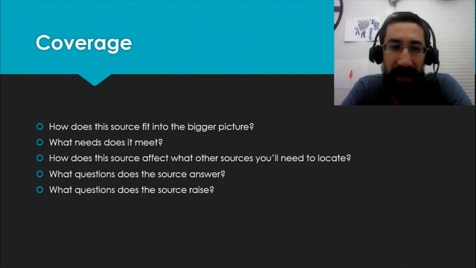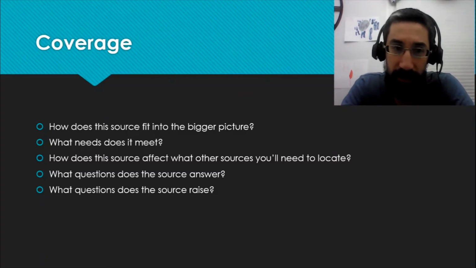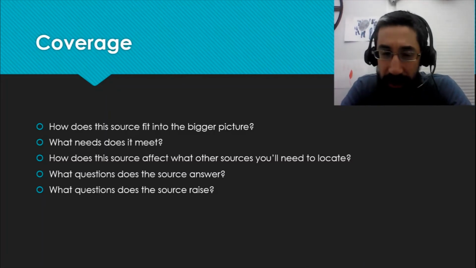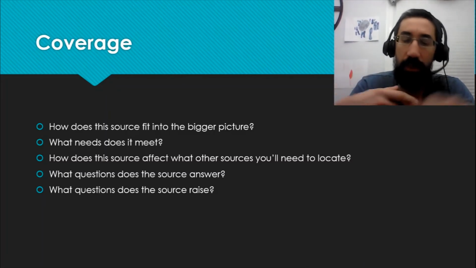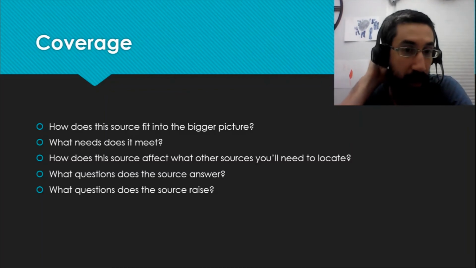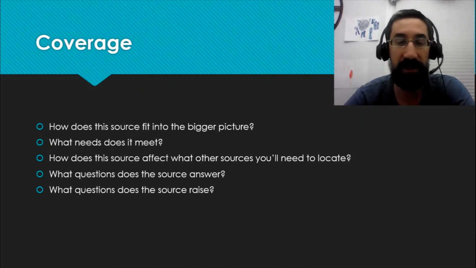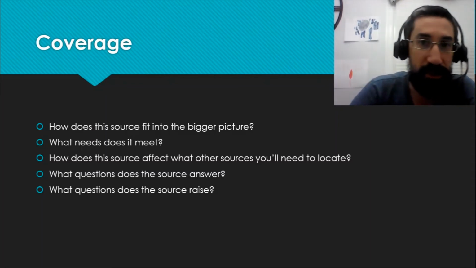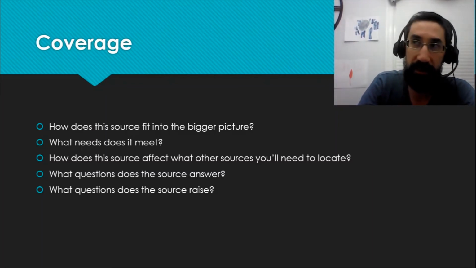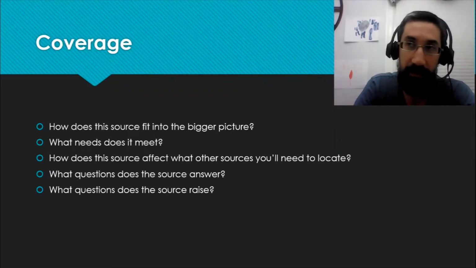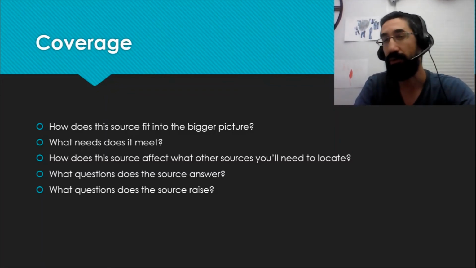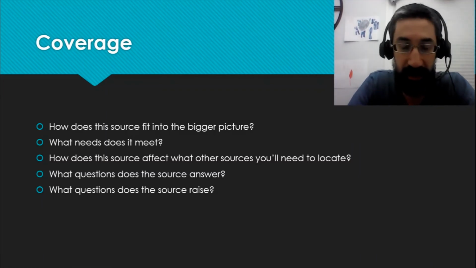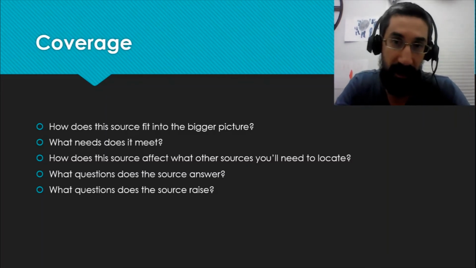This ties into thinking about how the source affects what other kinds of sources you might need to locate. What questions does the source answer? And alternatively, what kinds of questions does the source raise? That helps you figure out how it fits into the bigger picture of your research. If it's answering some questions your group has really well, then you might be able to say, okay, this covers that element. But if it starts raising new questions, then that gives you some inspiration for what else you have to look for as you're building out these annotated bibliographies across the 3, 4, or 5 members of your group.